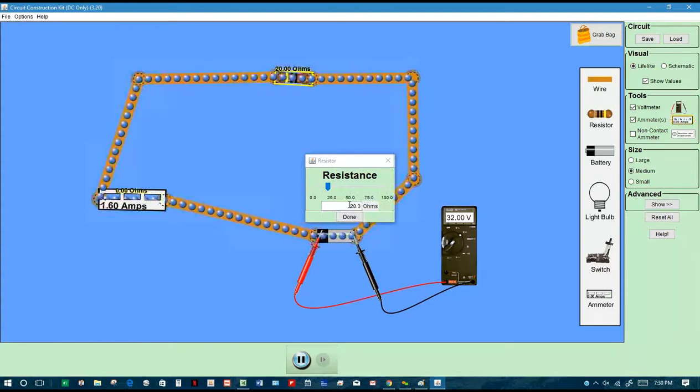Well, if I double the resistance, what did you tell me? You told me that the current will cut in half, right? Yeah. Well, what is half of 1.6 amps? 1.6 amps is 0.8. Let's see.